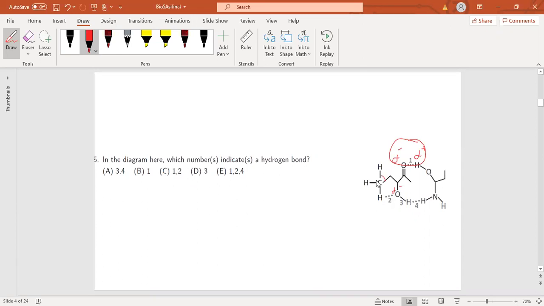However, this hydrogen is connected to a hydrocarbon, another carbon. So this bond is nonpolar. Since it's nonpolar, it will not have a partial charge and it will be unable to interact in a hydrogen bond. So 2 will not count.